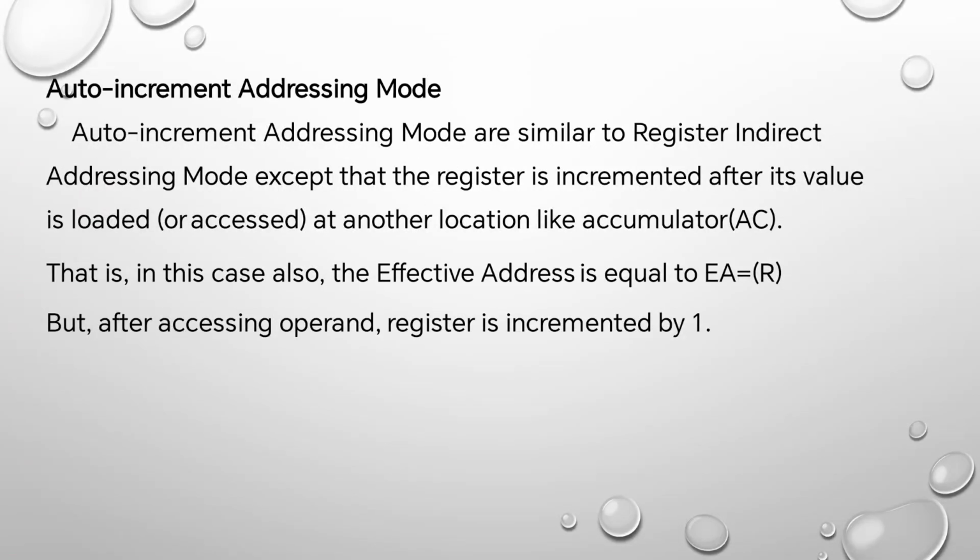Auto increment addressing mode. Auto increment addressing mode is similar to the register indirect addressing mode, except that the register is incremented after its value is loaded into another location like the accumulator. That is, in this case also the effective address is equal to R only. But after accessing the operand, the register is incremented by 1.